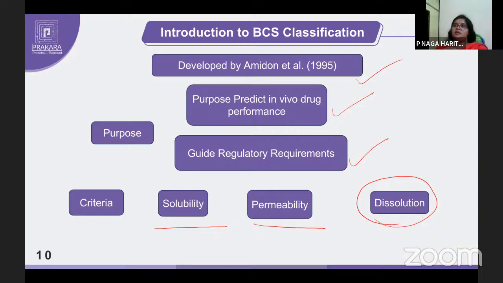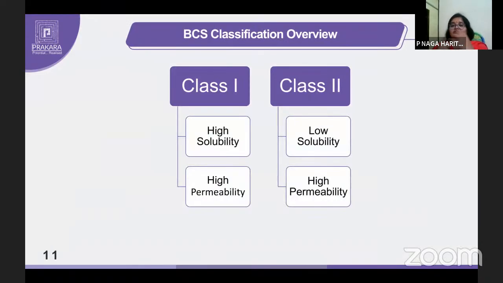Bio waivers are nothing but, because of their special characteristics, they need not be classified into any of the classes of drugs. We call them bio waivers. And it also helps to predict the behavior in the gastrointestinal tract, which helps in designing a better dosage form. So the drugs are classified into 4 categories, right? We have class 1, class 2, class 3, and class 4.